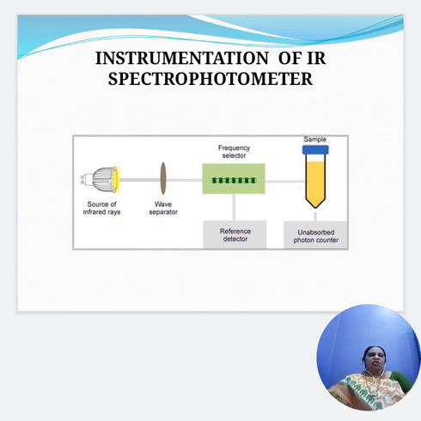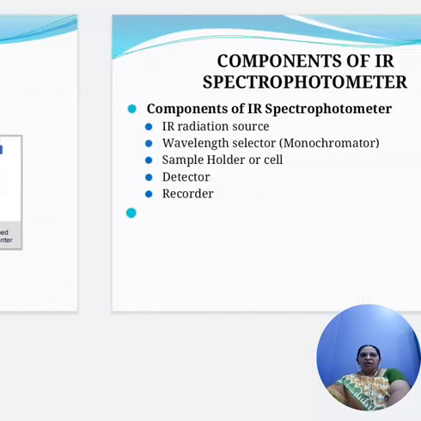Wave separator is the collimating system, the most commonly used term in any block diagram of a spectrophotometer. Then you have the reference detectors, and the radiation from the frequency selector is passed on to the sample. The radiation after absorption by the sample is transmitted out, and the transmitted radiation is made to fall onto the detector. An unabsorbed photon counter is used. So this is the instrumentation of an IR spectrophotometer.